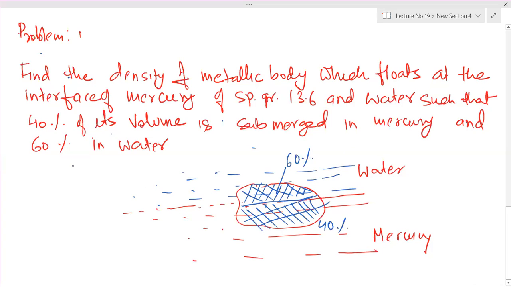So you have to find the density of the metallic body, which is equal to what? Please solve this. I give you 2 minutes. First to attempt. You guys are trying.